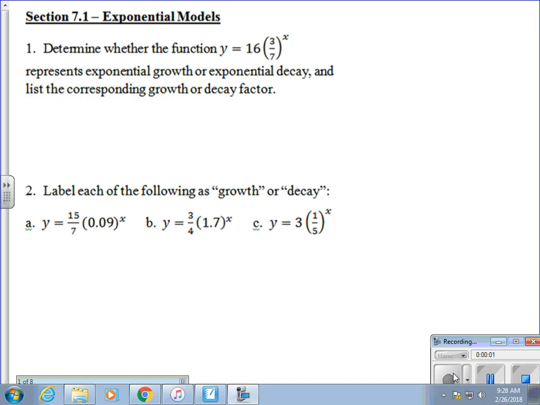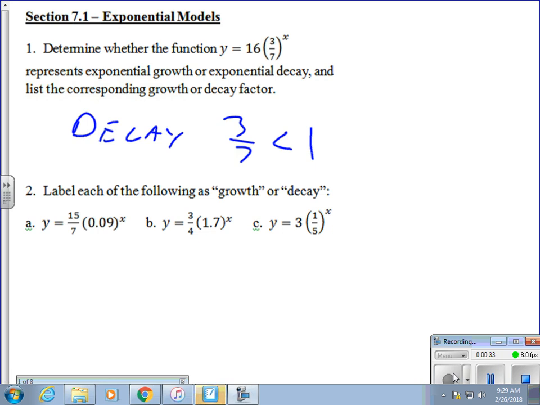Okay, practice test. Question number 1, determine whether the function y equals 16 times 3/7 to the x represents growth or decay, and list the corresponding growth or decay factor. Is this growth or decay? It's decay. And the factor is 3/7, which is less than 1. That's why it's decay. The object being raised to the power: if it's less than 1, you have decay. More than 1, you have growth.